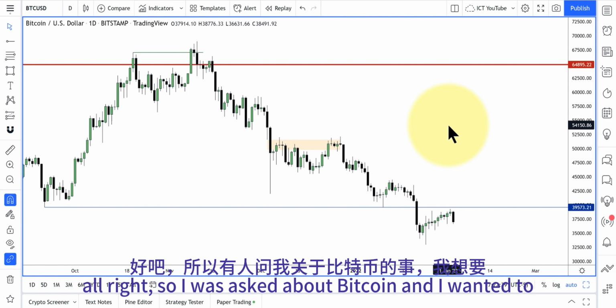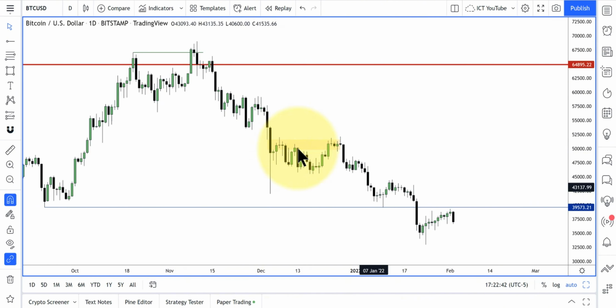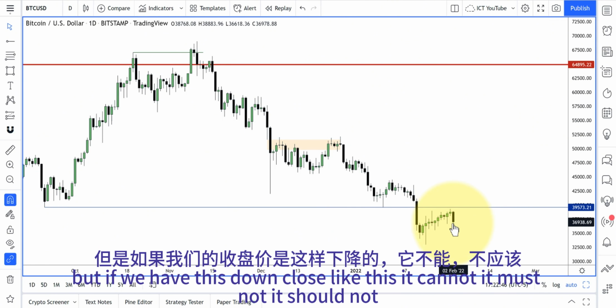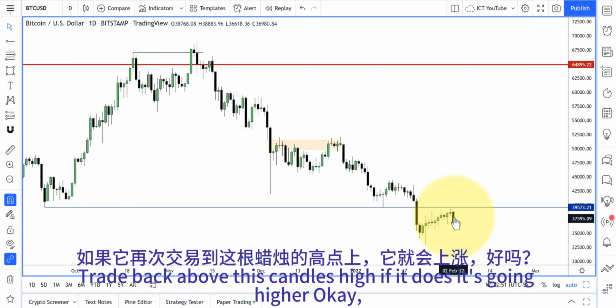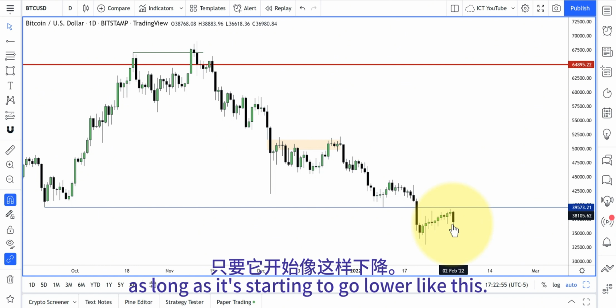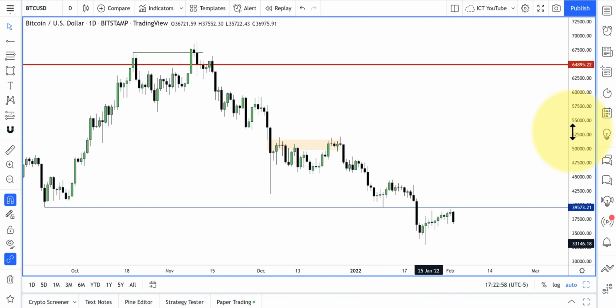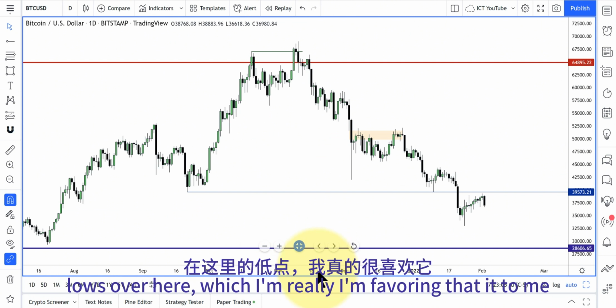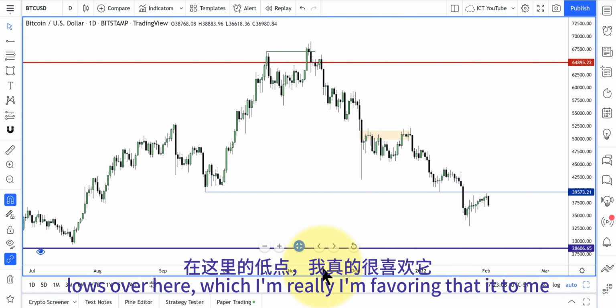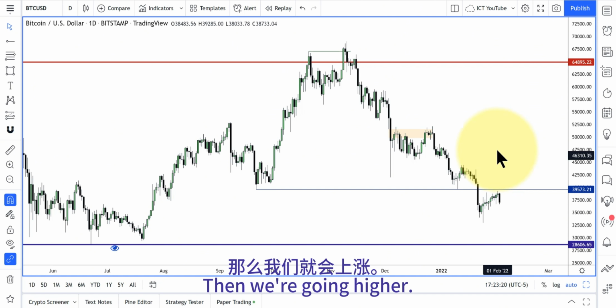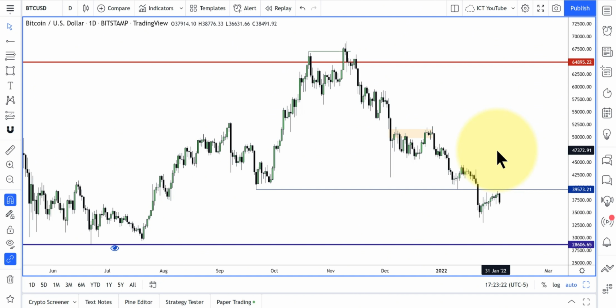And here I am. All right, so I was asked about Bitcoin, and I wanted to mention how this could happen, but if we have this down close like this, it must not, it should not trade back above this candle's high. If it does, it's going higher. As long as it's starting to go lower like this, we're looking for the old low here, and then the lows over here, which I'm favoring. To me, here's what I believe. If we trade back above this high on this candle day, then we're going higher. I don't think that we're going higher to like here. I think we're going higher to maybe run out some liquidity here.